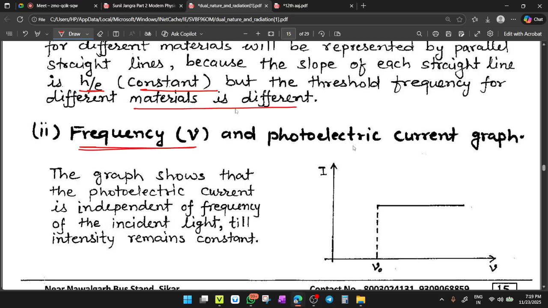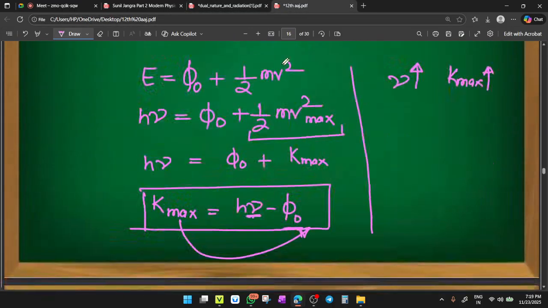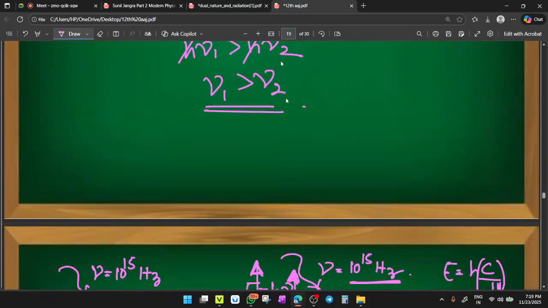Frequency nu and photoelectric current graph. Here is a metal, like sodium metal, and the incident radiation. The work function needed by this material equals 30 electron volt. Suppose it is 30 electron volt.